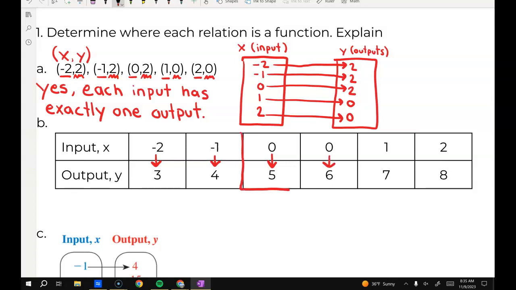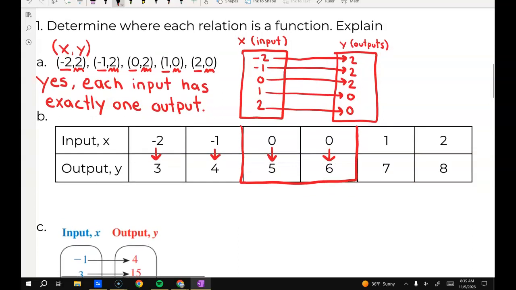We could stop, because this piece right here breaks the rule of what a function is. Because 0 does not have exactly one output. 0 has 2 outputs. If I put 0 in my vending machine, I could get out a 5 or I could get out a 6.